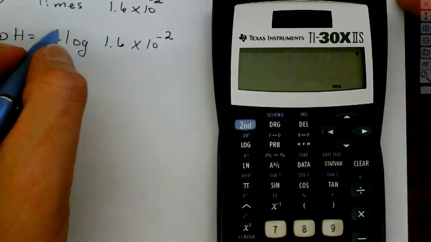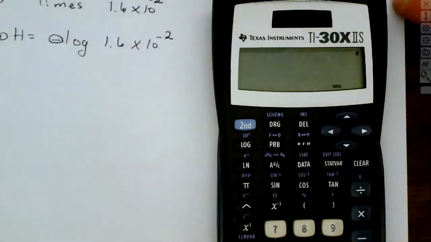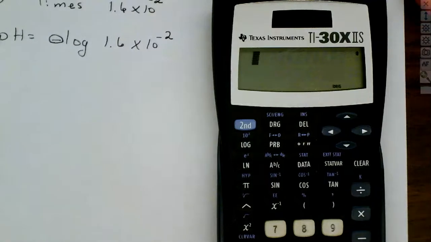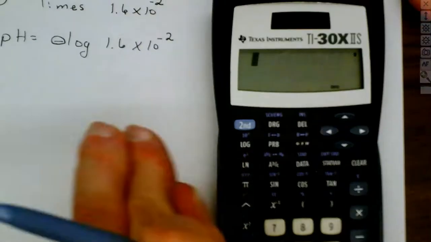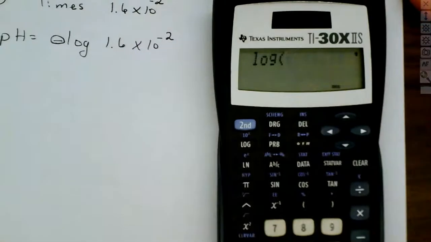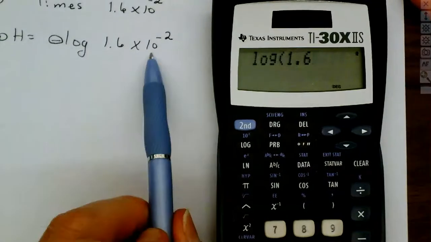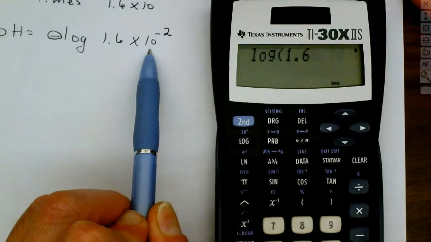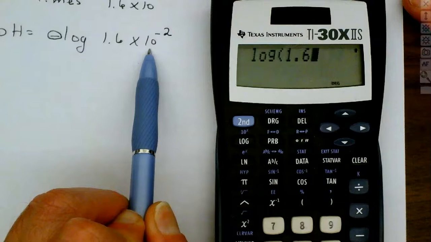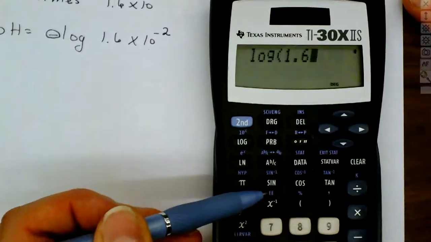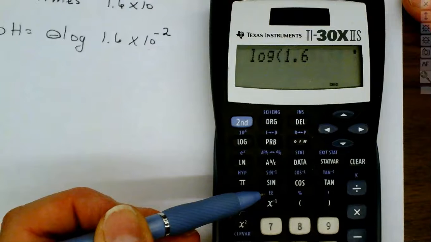Now, I'm just going to keep in mind that I changed the sign, so I don't put the negative in because that's, I think, going to be confusing. On this style of calculator, you just find your LOG key here, and then we want 1.6. To raise it to the power, we need the double E key, right above the x inverse.